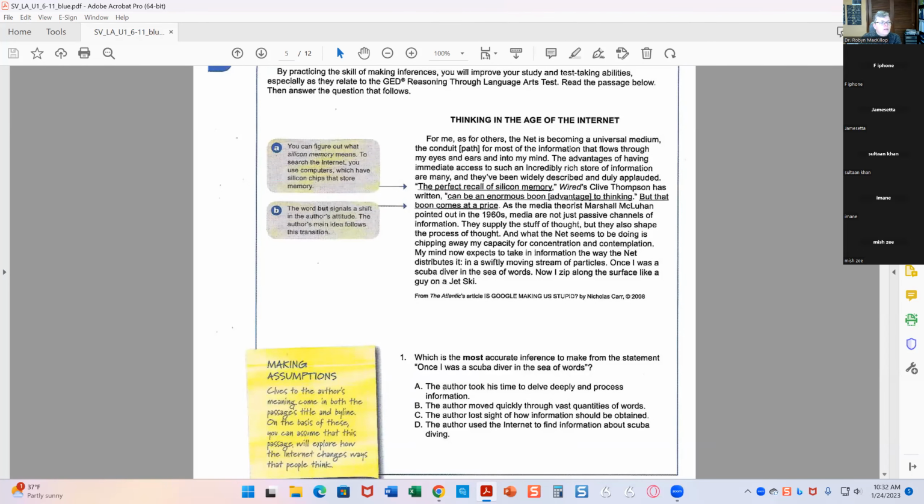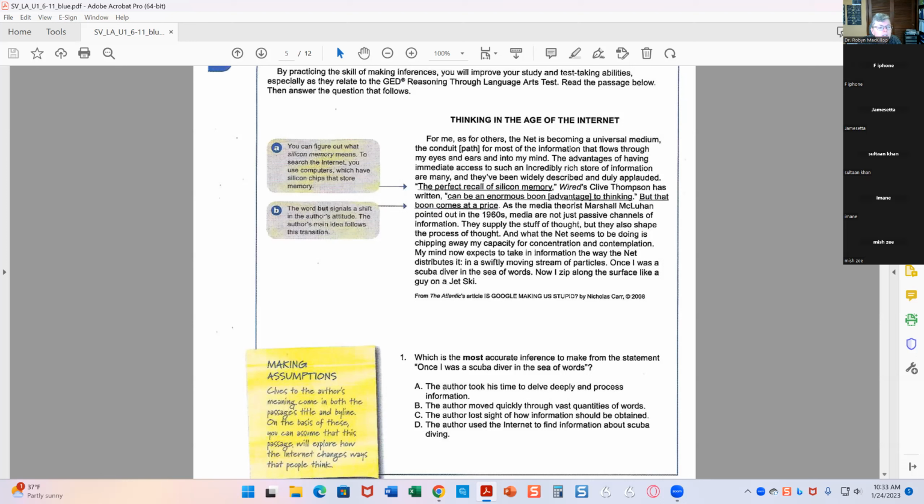All right. The question is, what is the most accurate inference to make from the statement, once I was a scuba diver in the sea of words? You may be able to answer this question without reading because they're giving you a quote from the reading. So we'll check the answers and see if we can answer it. If not, we'll go back and read. And that's one of the reasons why it's a good idea to check the questions first, because sometimes you can answer them without reading. And that saves you time.